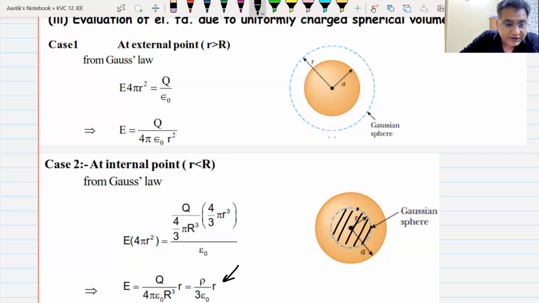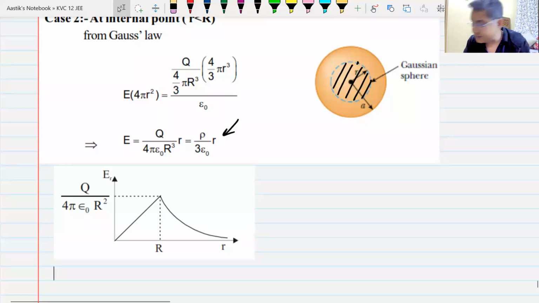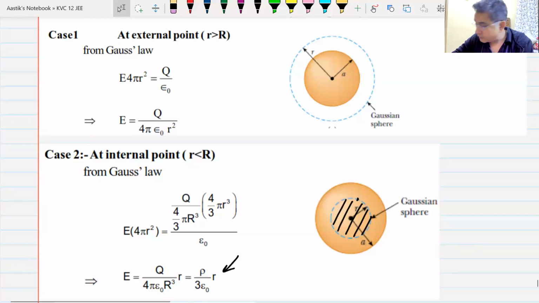Once again, just to reiterate the fact, I hope everyone is noting this down. This is again the graph between electric field and distance. Inside the sphere, it is directly proportional. Then it goes inversely proportional to R square. Okay. I hope so far so good.